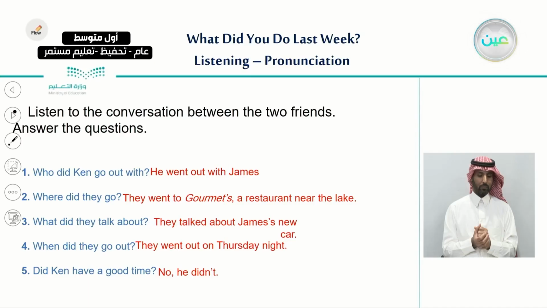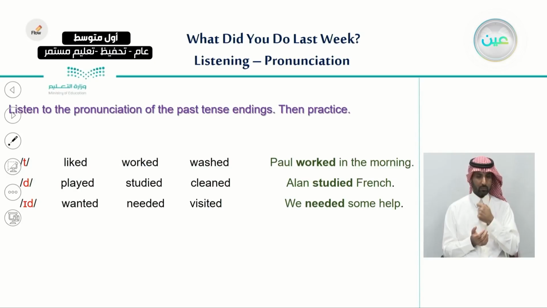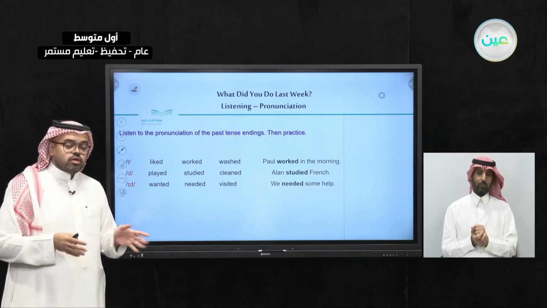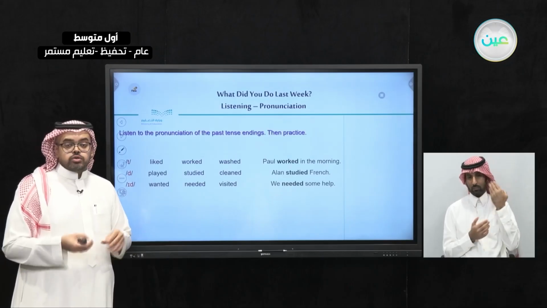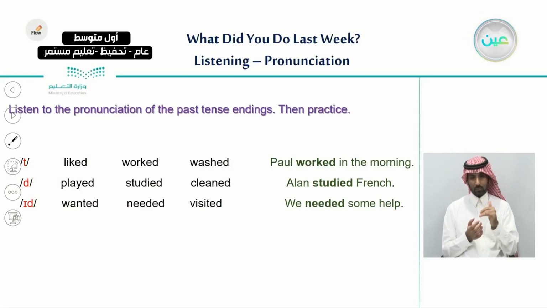Now, let us move on to the other part of our lesson today, which is pronunciation. Here we're going to listen to the pronunciation of the past tense endings, and then we're going to practice it. Here we have different words that end in ed in the past, but the pronunciation of each of these verbs is different. So let's listen to these verbs, and I'm going to highlight how we can pronounce each of them. In the first list, we have liked, worked, washed.